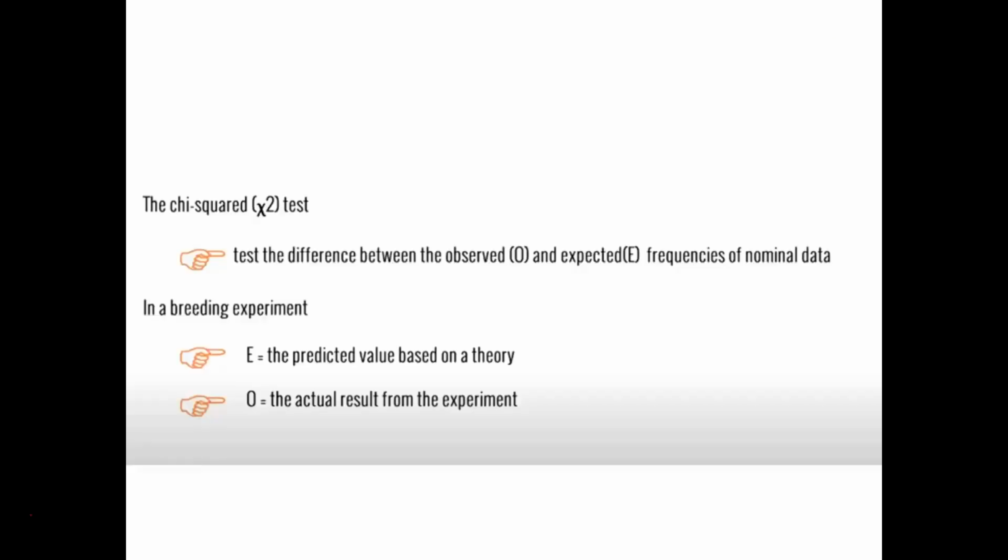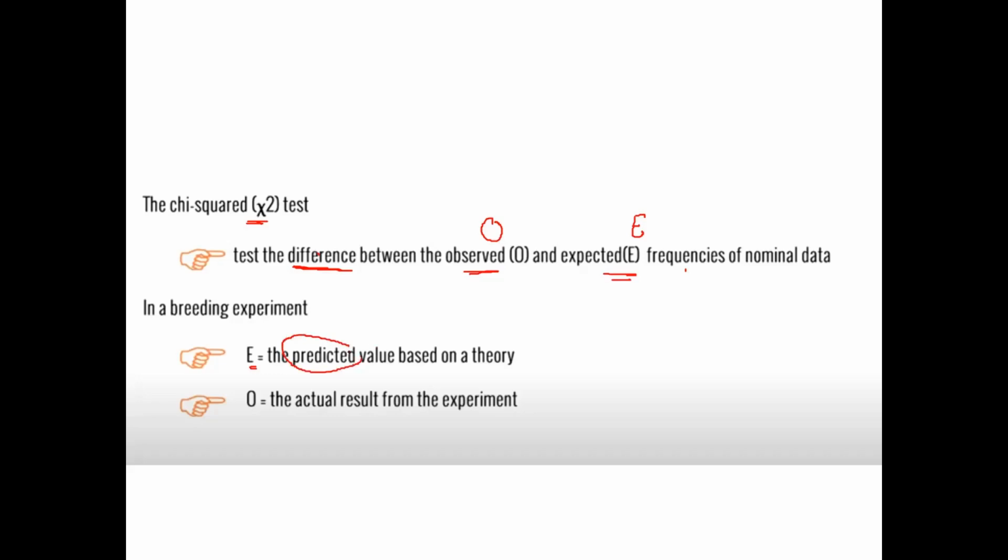All right then. So in this chi-squared test, what are we looking for? We are testing the difference between the observed results and the expected frequencies, right? So we are using the symbol O for observed and capital E for expected frequencies of nominal data, right? And E stands for the predicted value based on a theory, because this is what you're expecting. Like you predict something before an experiment, that we'll get this much value, right?